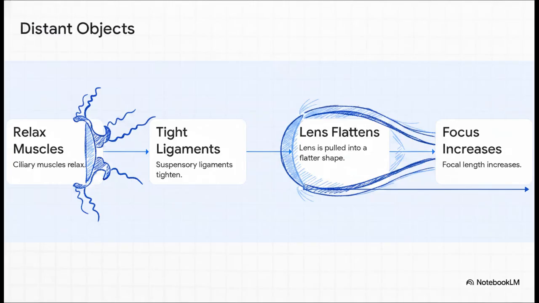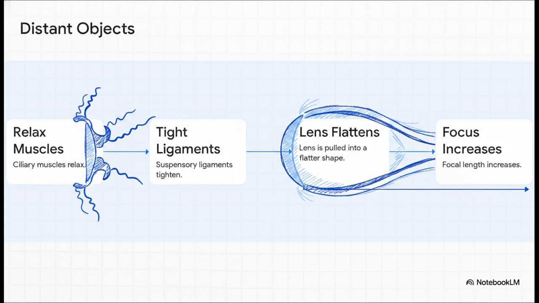All right, Section 2, focusing on distant objects. Let's break this down step by step in a chronological flowchart so you can track the exact physical forces at play. Step 1. Your ciliary muscles relax. Notice those outward directional arrows popping up to show this relaxation. Step 2. Because those muscles relax, the suspensory ligaments, which are basically these string-like structures holding the lens, tighten. See how the tension lines on the diagram are turning bold? They're pulling taut. Step 3. This mechanical tension pulls on the edges of your elastic lens, causing it to flatten out.